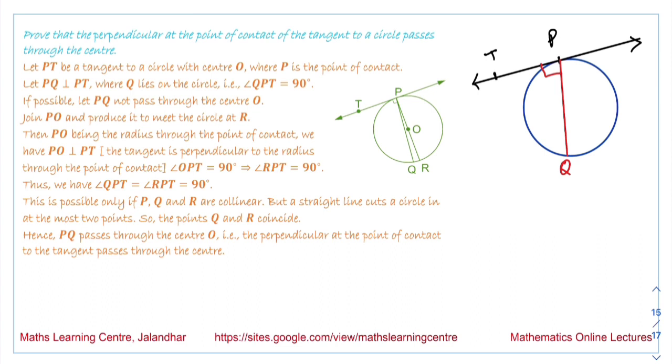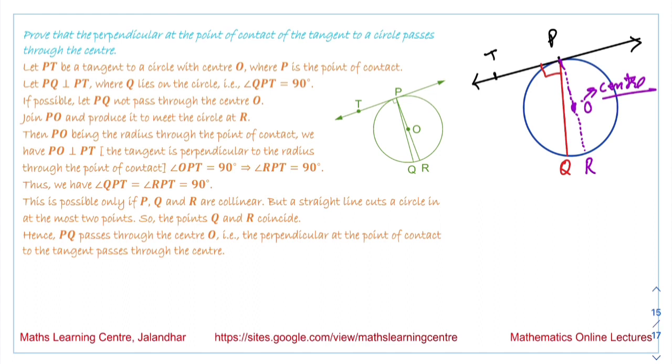Then we are constructing: suppose this is the center O of this circle. We are joining this point P and O, and we are extending it to the point R. O is the center of the circle. We have joined the points P and O, and we have extended this line PO to the point R on the circle.